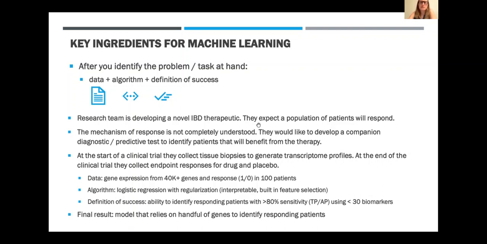They had some thoughts about maybe what types of genes would be involved and what receptors, but it was really a bit of a black box. And so they wanted to develop a predictive test or a companion diagnostic that could identify which of these patients would benefit from the therapy. At the start of the clinical trial, they were able to collect tissue biopsies from the large intestine to generate essentially transcriptome profiles. So from each patient, they had gene expression on 40,000 plus genes.